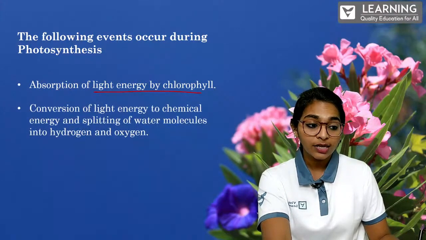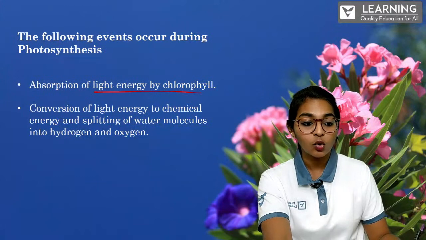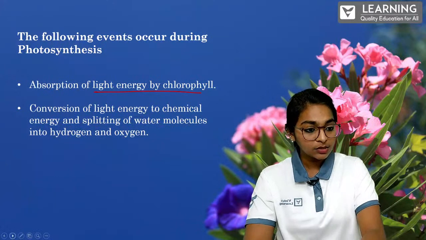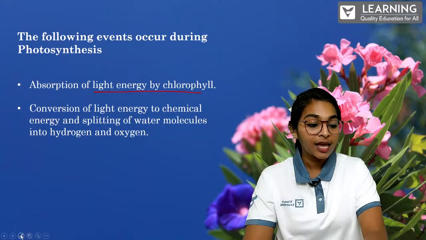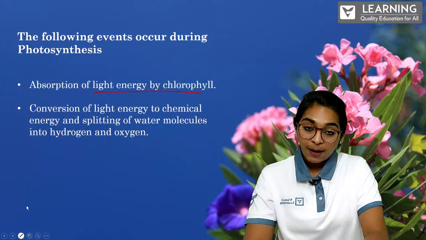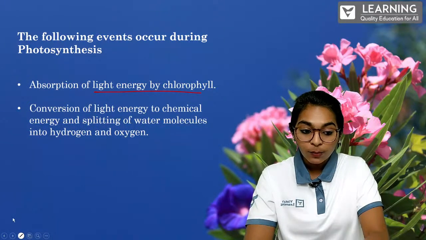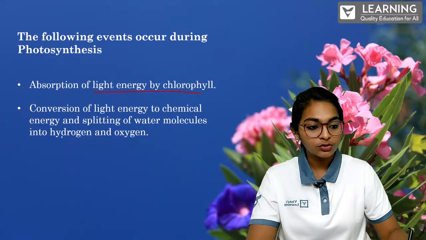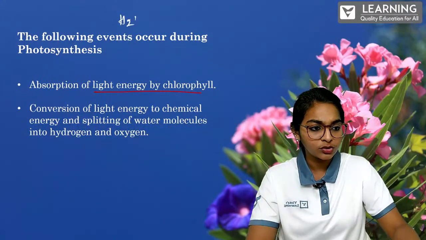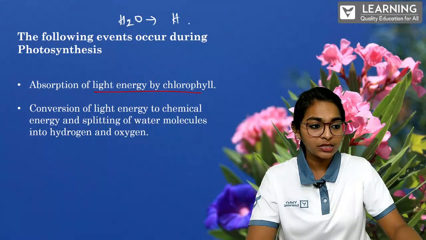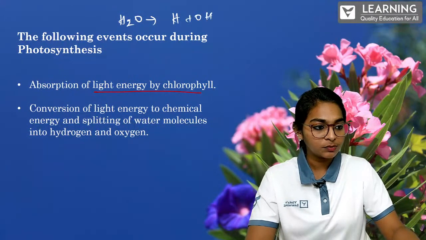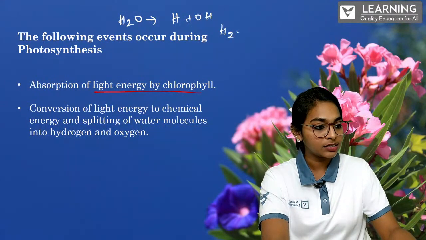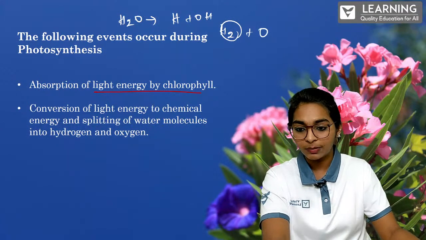Next, conversion of light energy into chemical energy and splitting of water molecules into hydrogen and oxygen takes place. Is that clear? So where is the conversion of light energy into chemical energy happening? It is happening in the chloroplasts. And then splitting of water molecules into hydrogen and oxygen. Normally, this is a water molecule, and it will split up into two. When it splits up, hydrogen becomes separate and oxygen becomes separate.